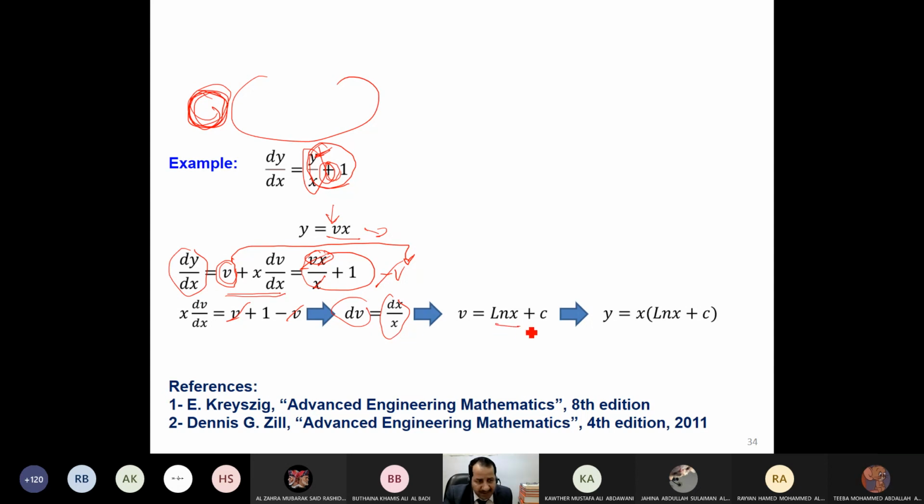Integrate, it will give ln x plus a constant. But I don't want v, I want y. So I go back from here, v equals y over x. So I substitute, multiply by x, and I get this expression. So the only idea here is that when I have plus or minus, I need to go for an assumption. I assume this one here, and then I go for a function of x and v. It will become separable directly, solve it, and return back to y.